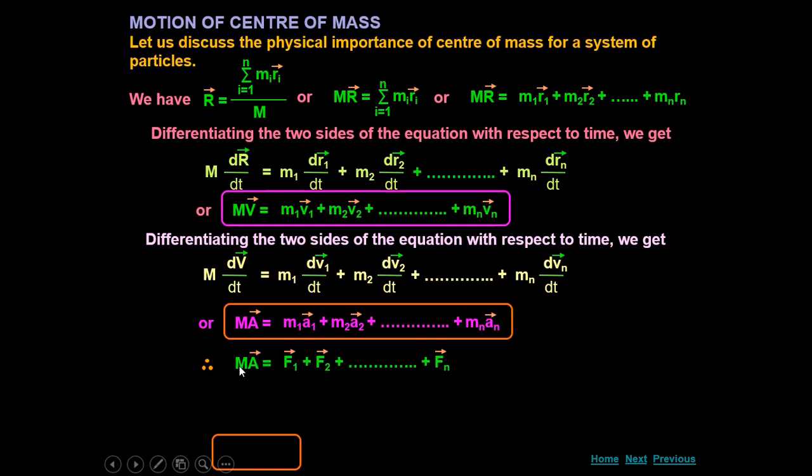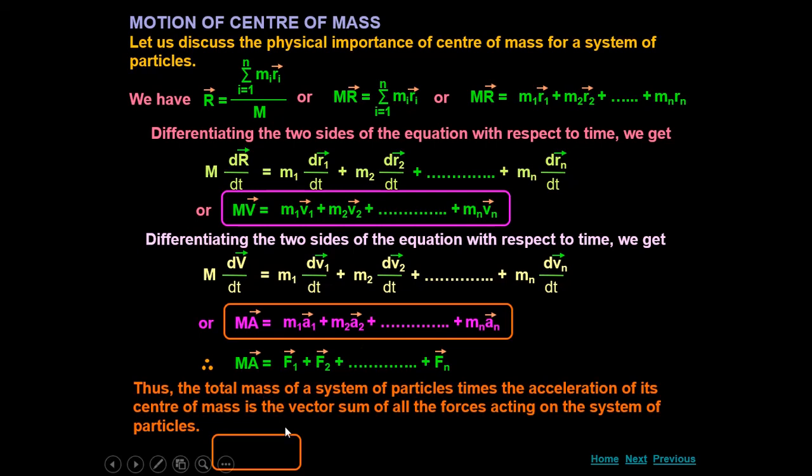What is this ma? Ma is nothing but the product of the mass of the system and the acceleration of the center of mass of the system. So in this way, you can conclude that the total mass of a system of particles, if you write ma as the product of the mass of the system of particles and the acceleration of the center of mass, it must be equal to the sum of all external forces acting on individual particles of the system.